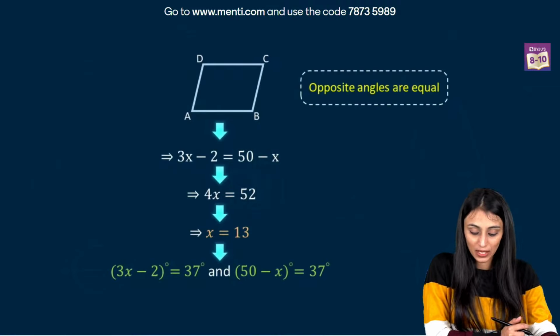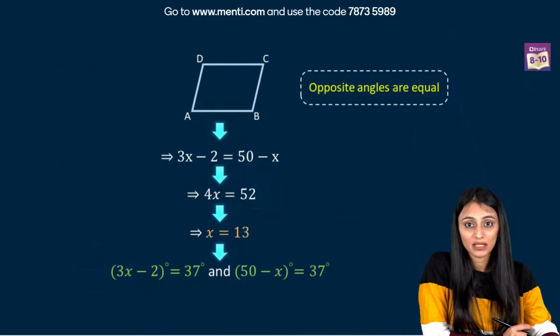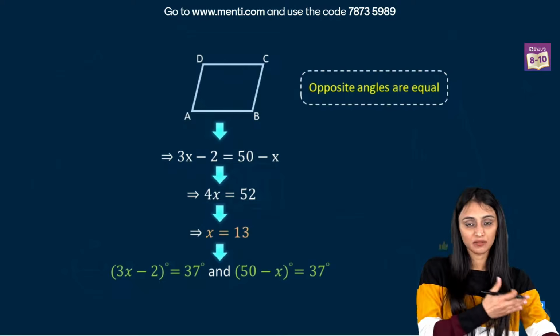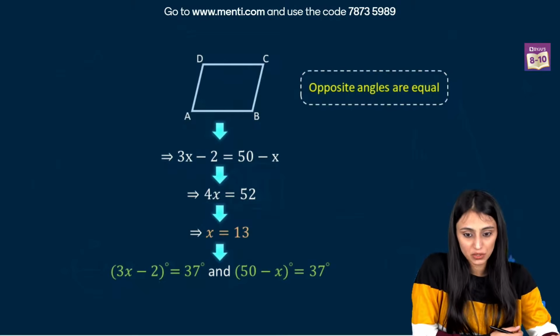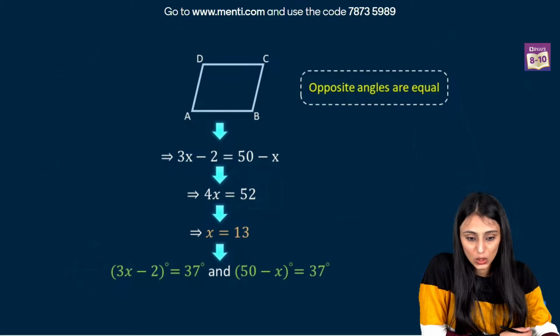Let's check the solution. Opposite angles are equal, right? So 3x minus 2 and 50 minus x, these were the opposite angles, they would be equal. All you have to do is take constants on one side and variables on one side. So we have 4x equals 52. So x is 13 over here. Now we need the value of these angles. So put the value of x in both of them, 3x minus 2 and 50 minus x, you get 37 degrees for both of them because they were equal.